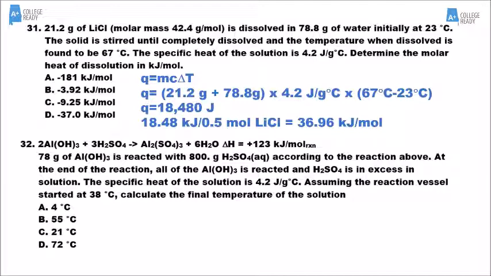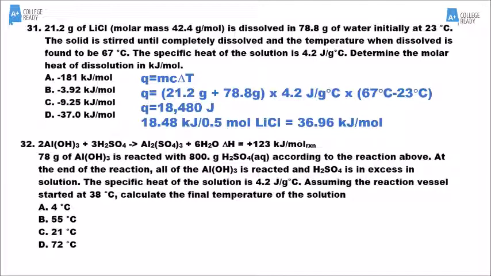Take the time to realize that the answer was also given as 9.25, which would happen if you took 18.48 and instead of dividing it by 0.5, you multiplied it by 0.5. So the answer choice is there even if the student got the math wrong.